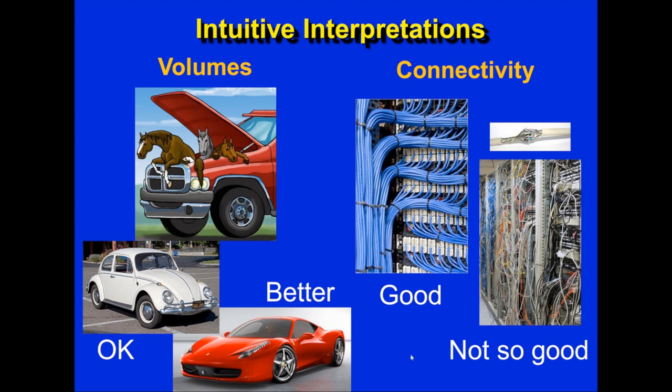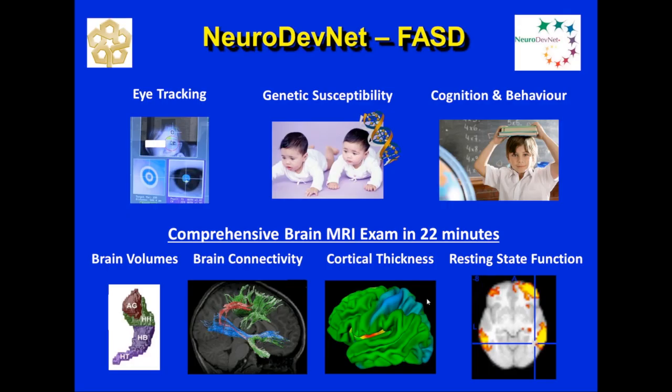So what are we trying to do with NeuroDevNet, and how are we going beyond what's been done before? We're doing this comprehensive brain MRI exam, which I've listed here at the bottom, and we're looking at volumes, brain connectivity, and cortical thickness, as I've mentioned before. We're also looking at resting state brain function, which I'm not going to talk about today.